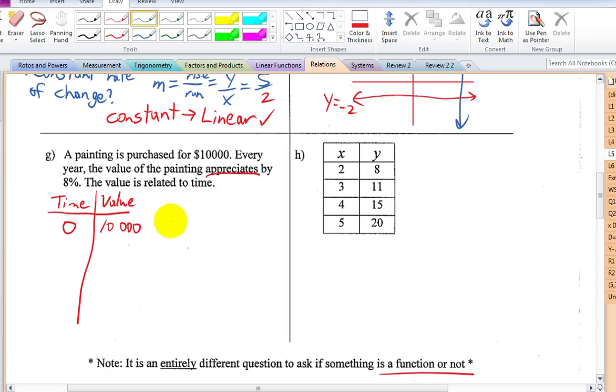Now in 1 year, it goes up 8%. So 10,000 times 8% as a decimal. Remember, percentages must be decimals. That equals 800 bucks. So it goes up by $800. So in 1 year, you're at 10,800.